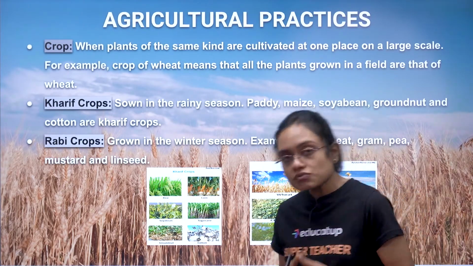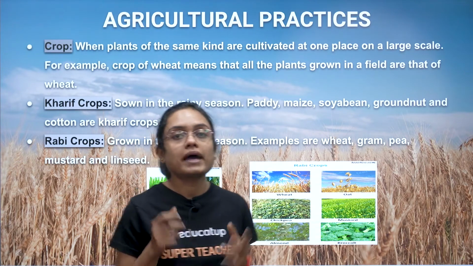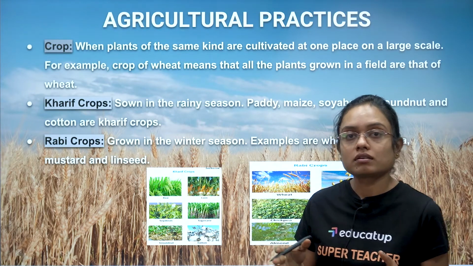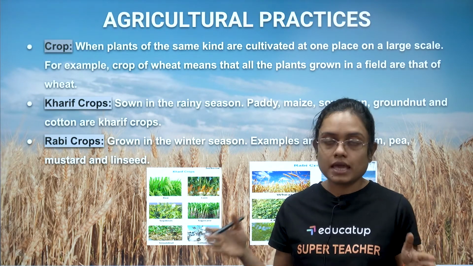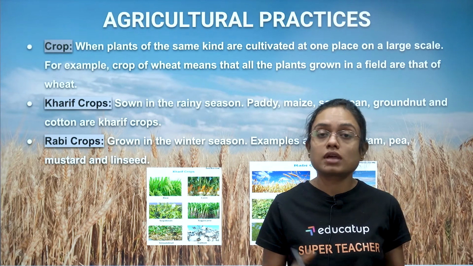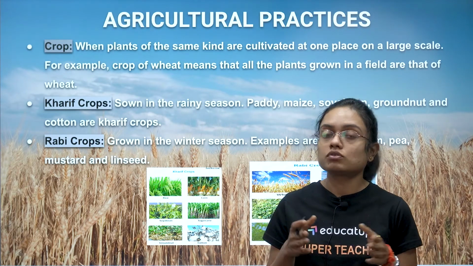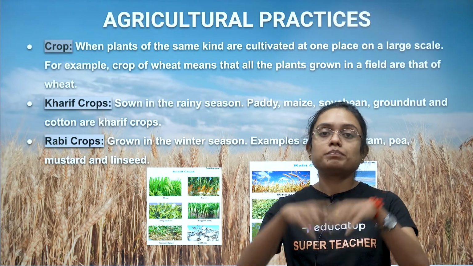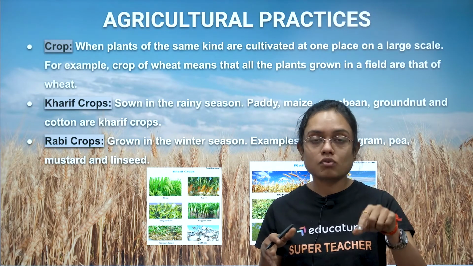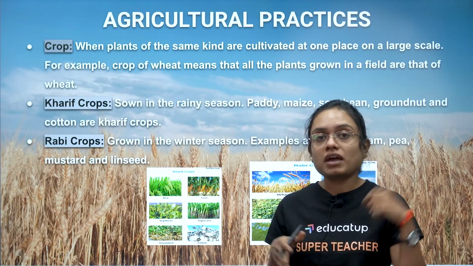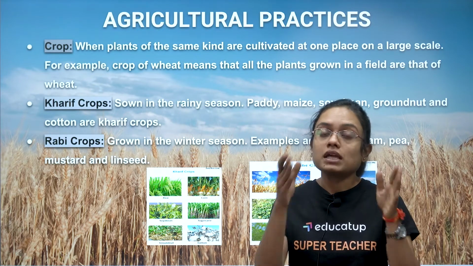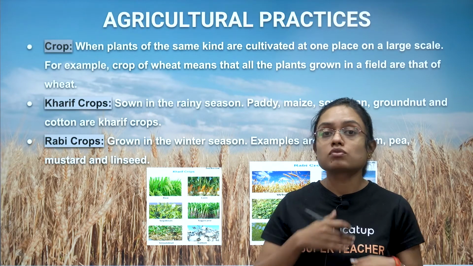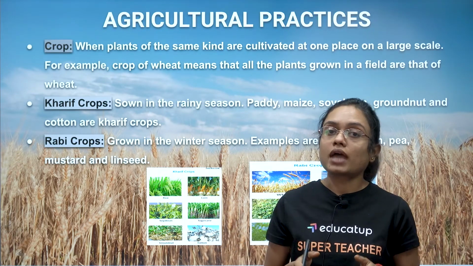Agricultural practices. First we need to understand what we mean by the word crop. Crop means any kind of plant which is grown in a large area. That means same kind of plants grown together in a large field or in a large area are known as crop. For example, if I am growing wheat in a complete big field, then that crop is wheat. If I am growing rice, then rice is the crop. But it should be the same plant grown in a very big area. When the same kind of plants are grown in a very big area, then they are known as crop.